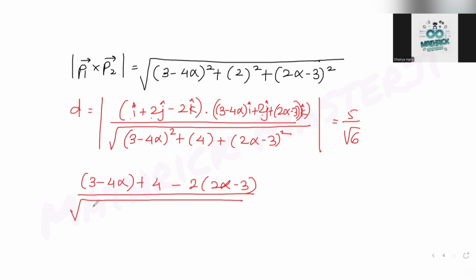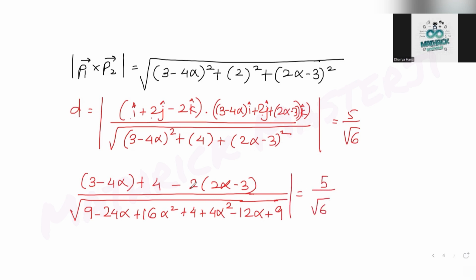So if I square it up, 3 minus 4 alpha the whole square, so it becomes a square, so 9 minus 2ab, so 12 into 2, 24 alpha plus 16 alpha square, plus 4 plus 2 alpha minus 3 the whole square, so a minus b the whole square, a square, so 4 alpha square minus 2ab, so minus 2 into 2, 4, 3, 12, so minus 12 alpha, plus 9, is equal to 5 over root 6.